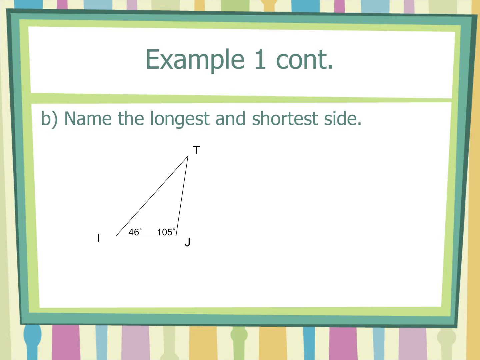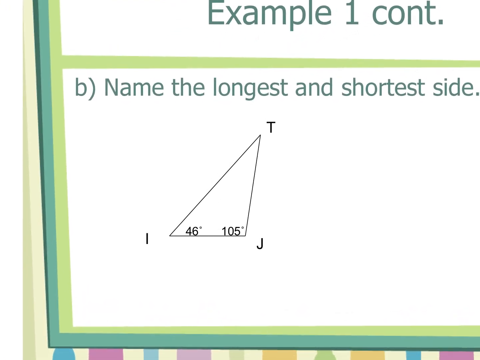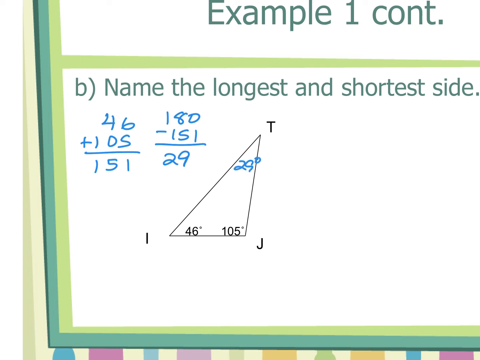So the next example wants me to find the longest and the shortest side. However, before I can do that, I need to find angle T, because angle T may end up being the shortest or the smallest or the largest angle. So let's go ahead and find angle T first. I'm going to use my triangle sum. So I'm going to add up 46 plus 105. I get 151. I need to subtract that from the total sum, which should be 180. And my missing angle is going to be 29 degrees.